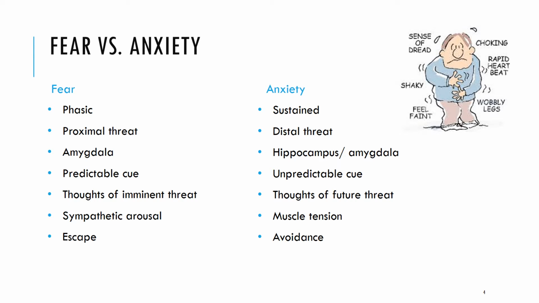Anxiety is sustained. It's there over a long period of time. The threat is distal, or it might not even happen at all. So it's way in the future, or it might not even be happening at all. It's really worry about this threat. With anxiety, the hippocampus and the amygdala are both activated. There's an unpredictable cue, so you don't know when this threat is going to occur. Like we said, thoughts of future threat. This causes muscle tension and avoidance. So I feel really anxious about something happening, so I'm going to avoid it at all costs.